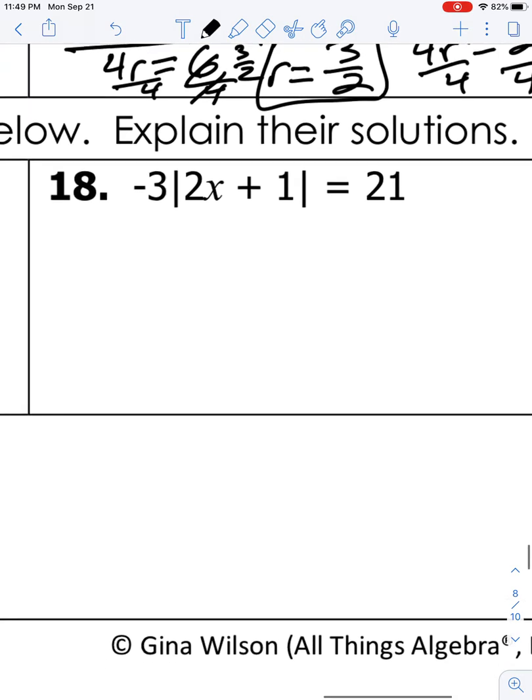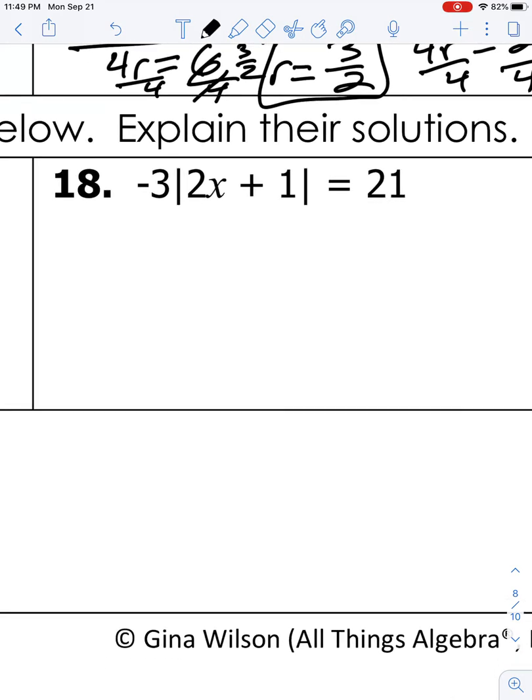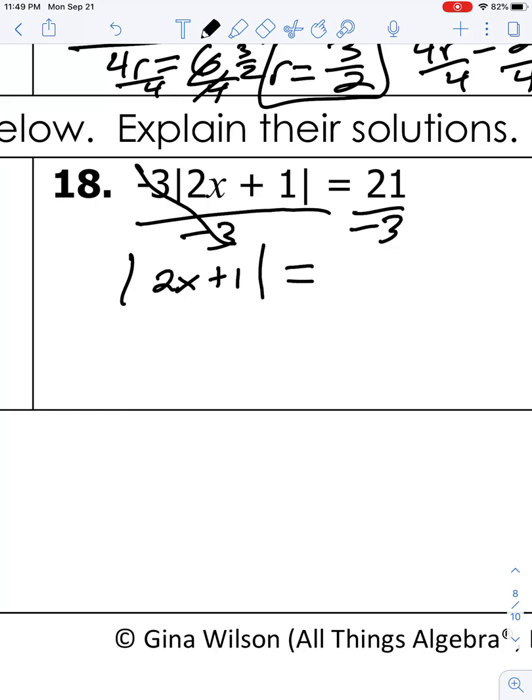So we come over here to number 18. We look at the problem and see that we have to get rid of a negative 3. So we're thinking, we just need to divide. And you're right, so you would divide by negative 3. We get the absolute value of 2x plus 1 equals 21 divided by negative 3, which is negative 7. Now you take a look at it and hopefully it rings a bell.